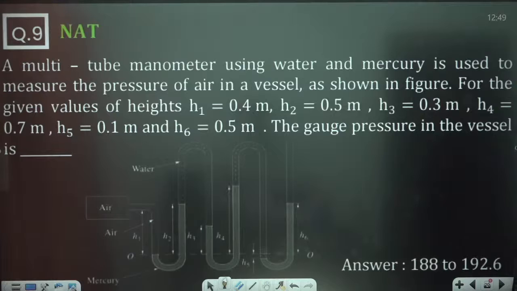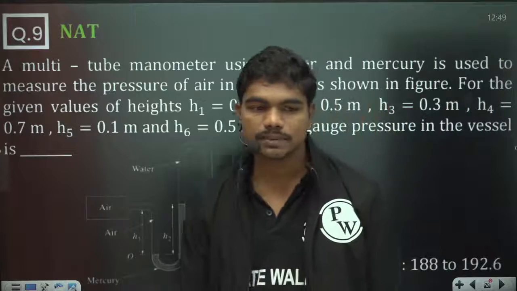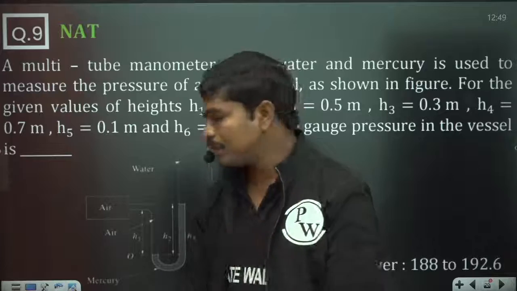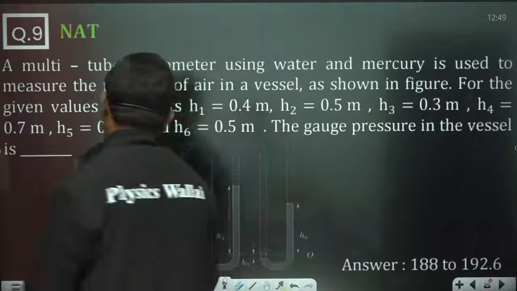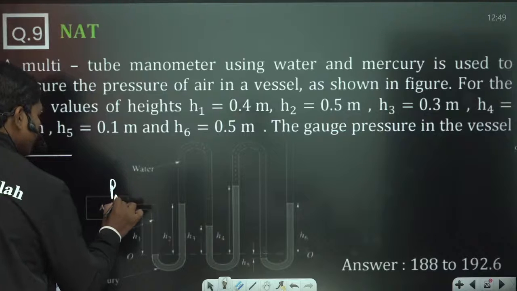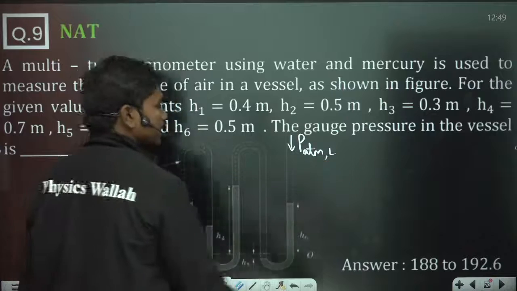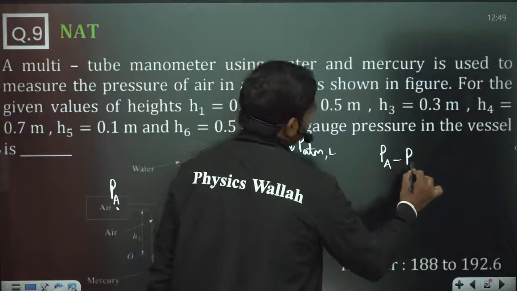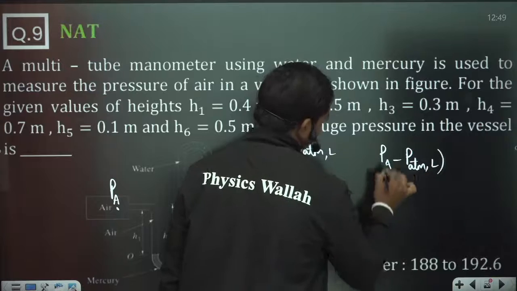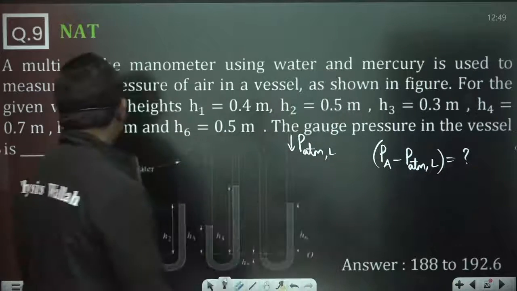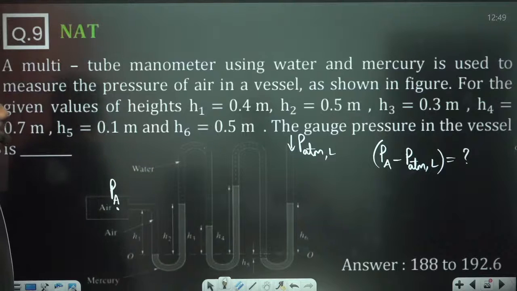A multi-tube manometer using water and mercury is used to measure the pressure of air in a vessel as shown in the figure. For the given values of heights h1, h2, h3, h4, h5 and h6, the gauge pressure in the vessel is dash. Whenever they're talking about gauge pressure, let us go for this PATM. If the pressure of air in this tank is PA, and here the pressure is PATM local, then they are asking you what is the value of PA minus PATM local. That's what they are asking you. The gauge pressure in the vessel is dash kilopascals.